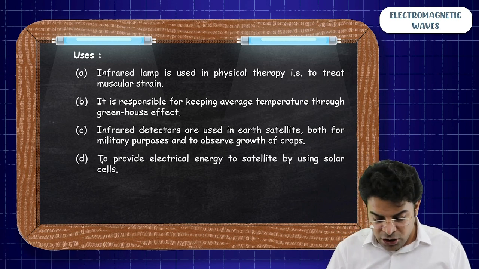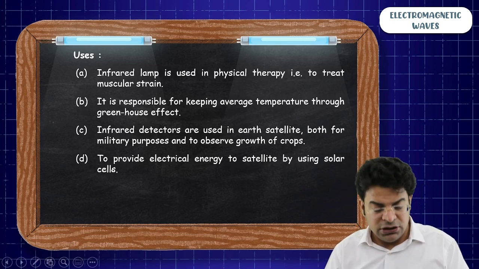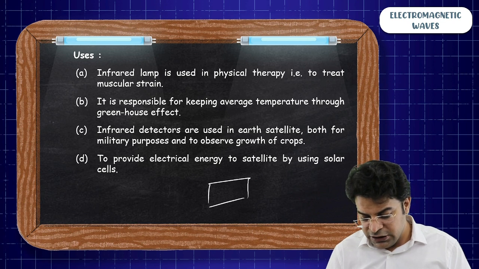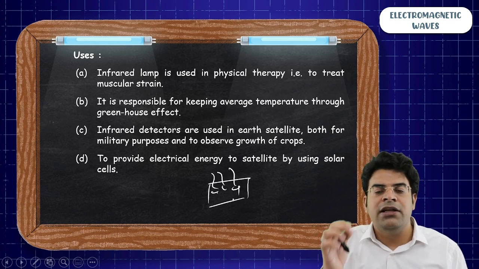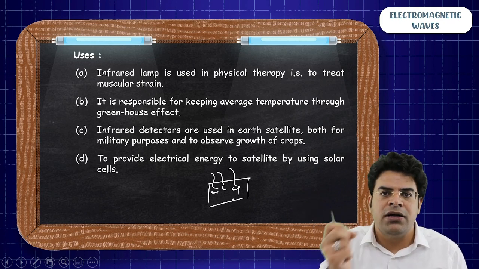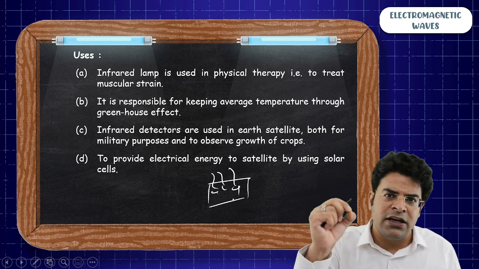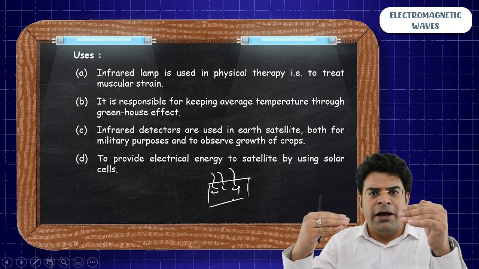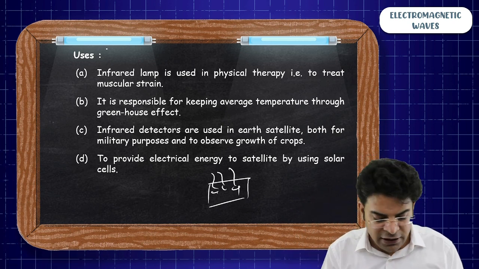Next, children, to provide electrical energy to satellites by using solar cells. Solar cells actually absorb infrared radiations the most, and these solar cells are used to supply power to satellites. Definitely you can't connect an electrical wire from Earth's surface to the satellite, so you have to place solar panels over the satellite, and these solar panels absorb infrared radiations the most.